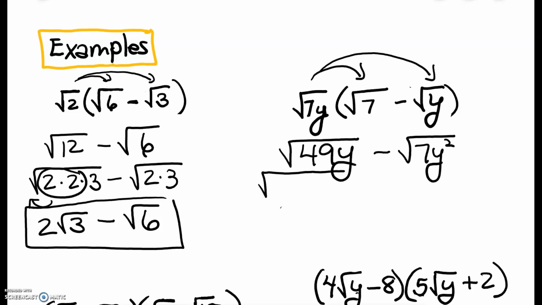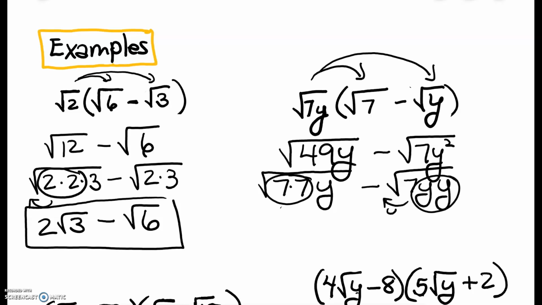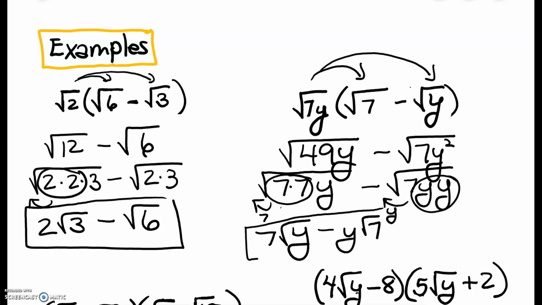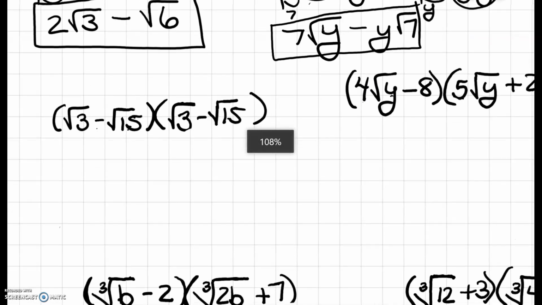When I reduce these, let's see if they reduce. 49y is 7 times 7 times y, and then 7y squared is 7y times y. So I have a group of 7s in the first one and a group of y's in the second one. So I know the 7s come out and the y's come out. So I end up with 7 radical y minus y radical 7. And the radical y and the radical 7 are not like, so that is my final answer. Let's move on to the next set of problems.